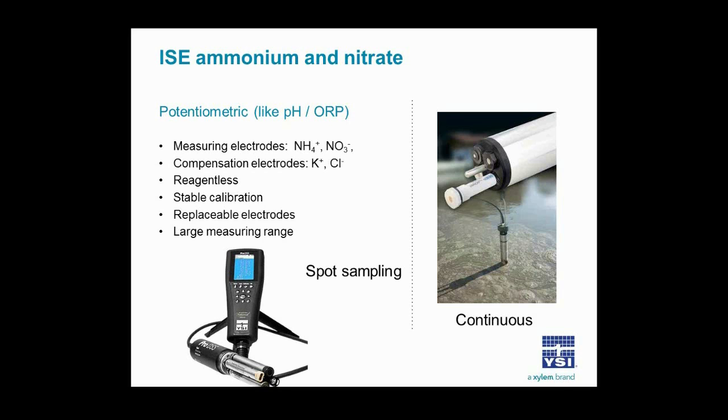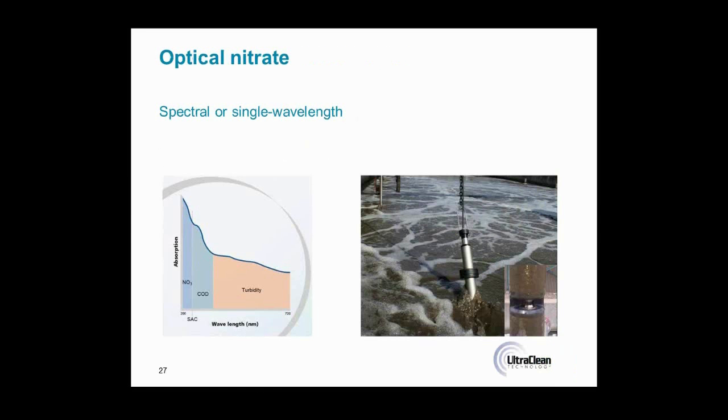I want to offer another way to measure nitrate, though. ISEs do have electrodes that need replaced from time to time and are not factory calibrated. An optical method for nitrate monitoring is shown here. Basically, it works by measuring the absorbance in the ultraviolet range. Nitrate absorbs ultraviolet light.